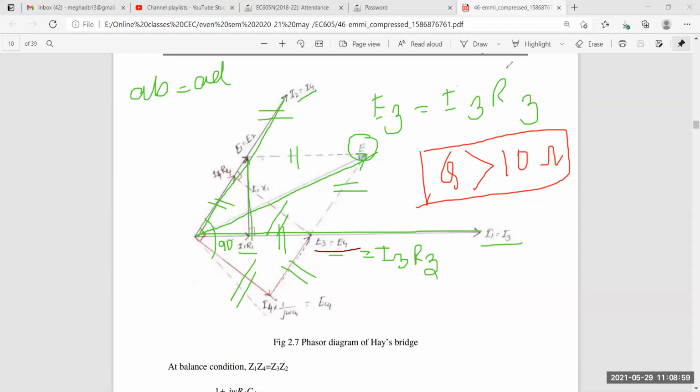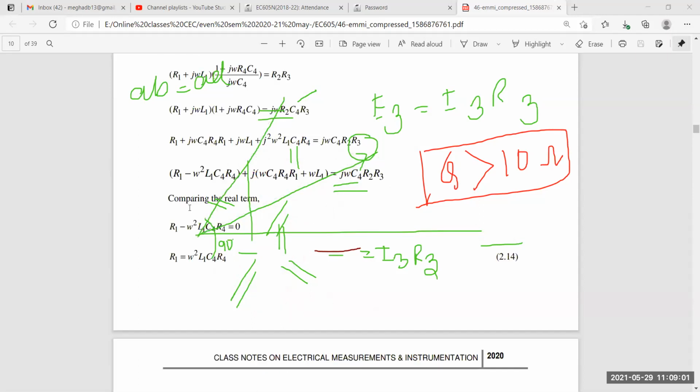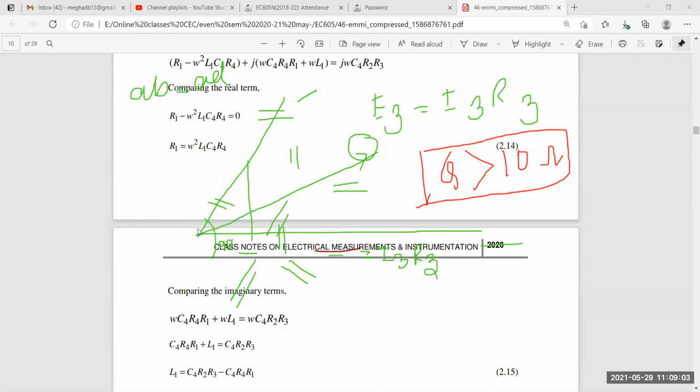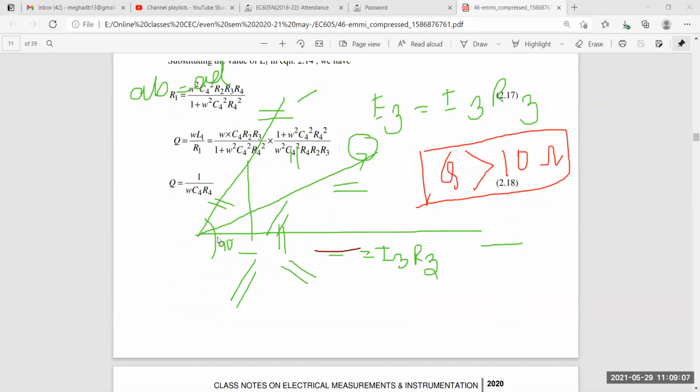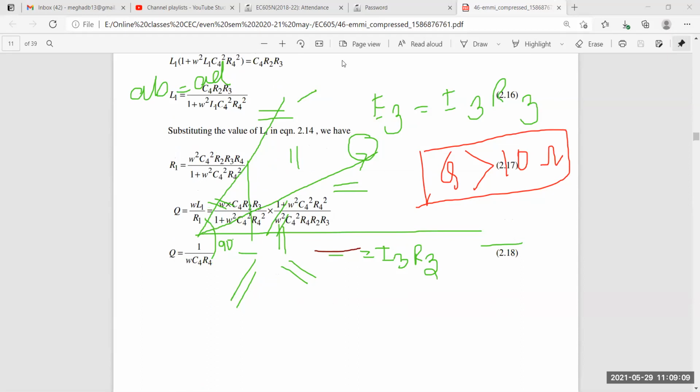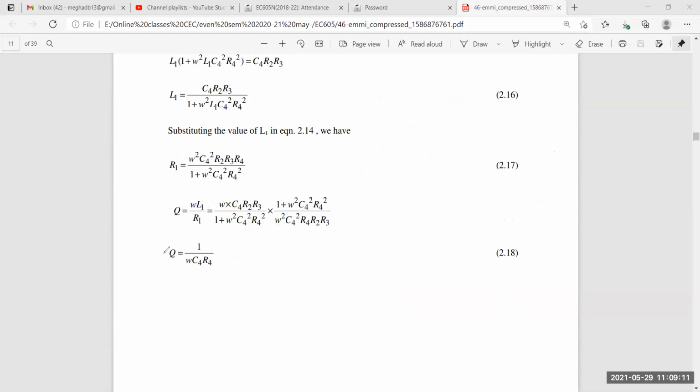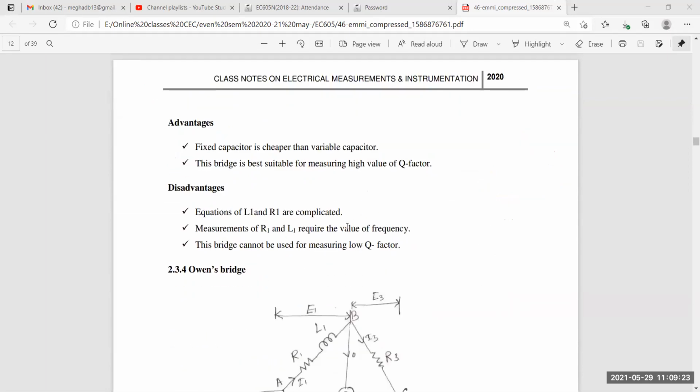Next, these are the derivations which I did for you, where I showed you by comparing everything. And last of all, if I clear everything, I got this kind of Q factor. Don't worry, I will share this with you.